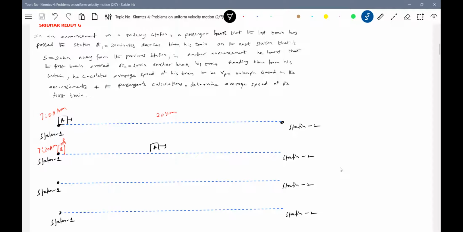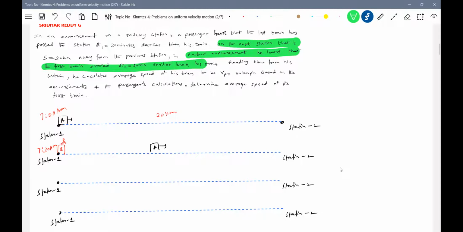Okay, fine. Till here, that's one sentence. In another announcement, the first train arrived earlier than his train. On the next station, 20 kilometers away from the previous station, you will hear that it was 20 minutes earlier than his train. First of all, I will calculate what time train B will take to reach station 2. Then I'll decide what will happen to this. Time taken by train B to reach station 2. What is the speed of train B?